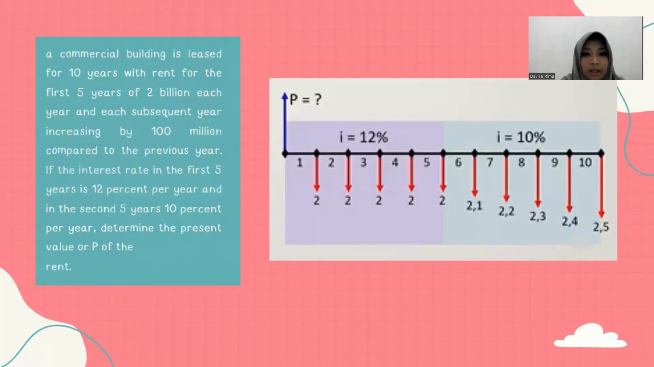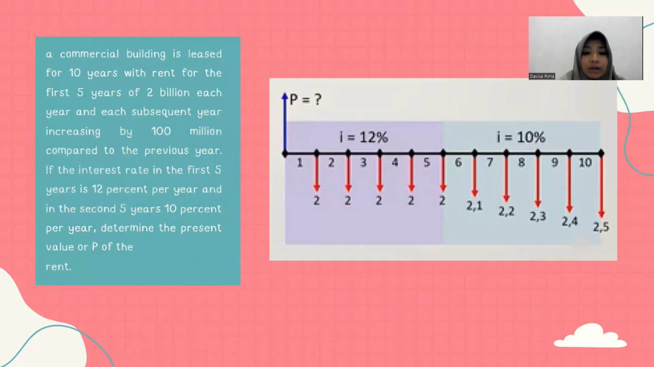So first, let's make a 10-year timeline from the first year to the 10th year. Then we describe the cash flow of 2 billion per year for the first 5 years, starting from the end of the first year to the end of the fifth year, each amounting to 2 billion. Continued with cash flow increasing by 100 million in each subsequent year. So, in each subsequent year, it rose by 100 million from 2 billion to 2.1, 2.2, 2.3, 2.4, and 2.5.